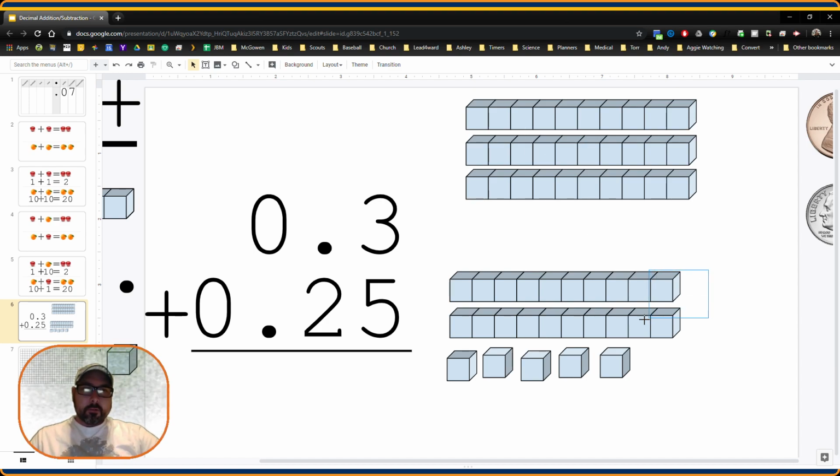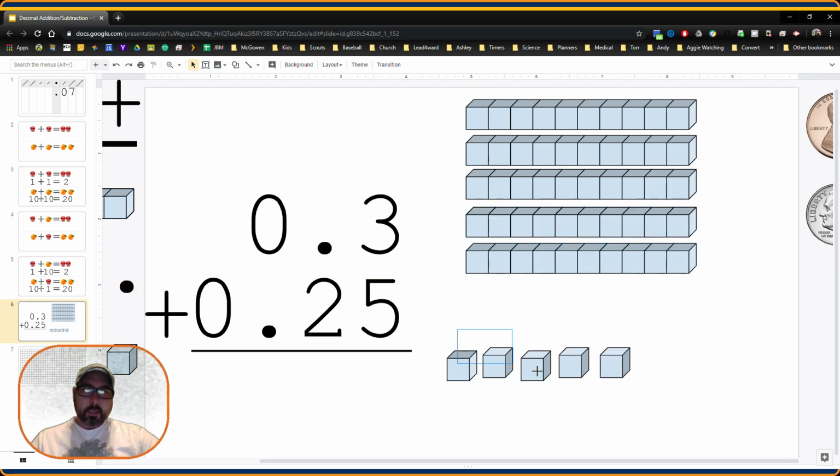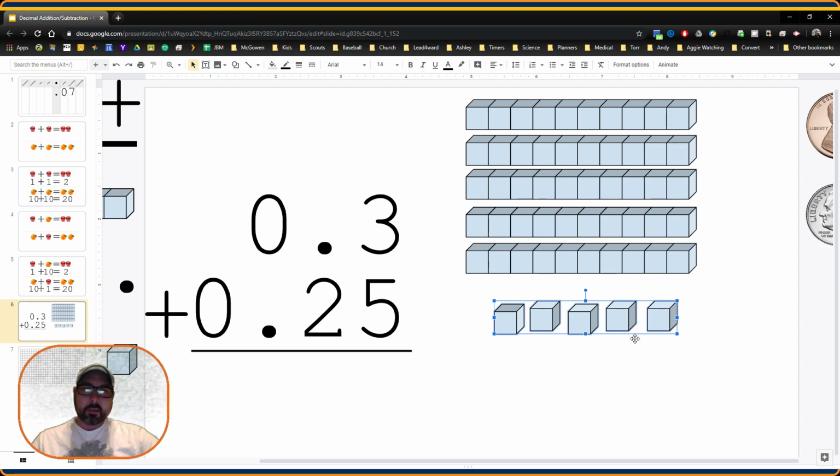So I'm going to take these 2 tenths here, and I'm just going to put them up here. And I don't have anything to add these to, so I'm just going to leave them right there. Okay, so I'm going to count my tenths, 1, 2, 3, 4, 5 tenths. And I realize I'm adding this 3 here and this 2 here.